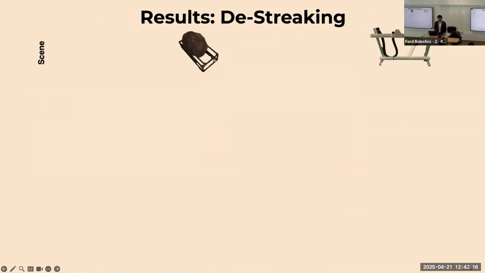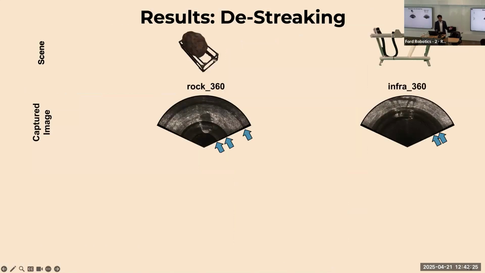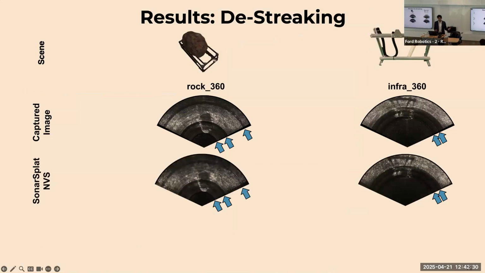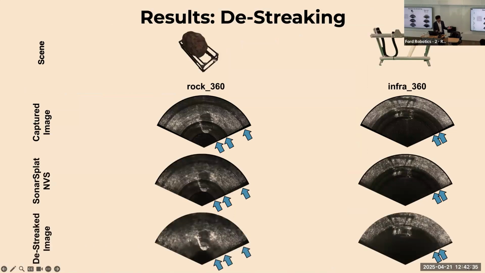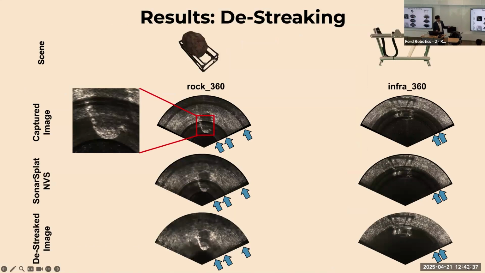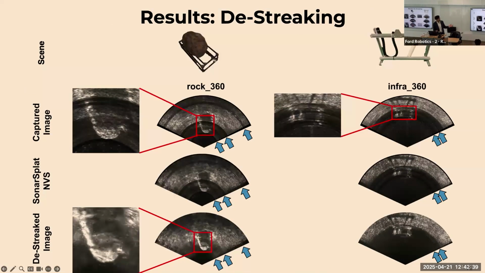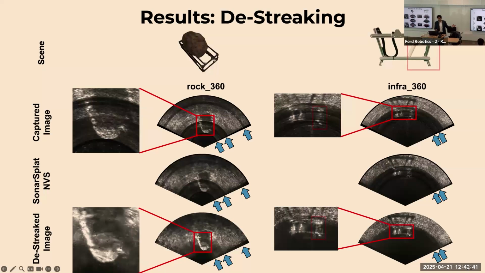So possibly the most interesting result is de-streaking. We conduct experiments on two object-centric data sets, including the rock and the infrastructure. And we capture data that exhibits these azimuth streak phenomena. SonarSplat is able to also perform novel view synthesis of this, but most interestingly, we can undo all of the azimuth streaking here in order to provide restored images with higher visibility. Specifically, you can see that finer details like those on the right side of this image are restored, which might be useful for downstream tasks and interpretability as well.